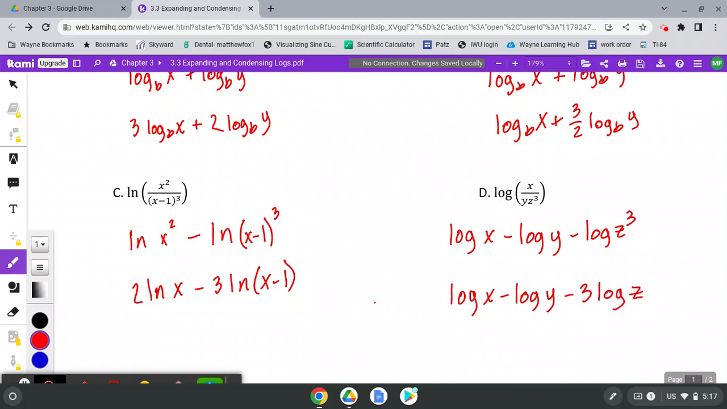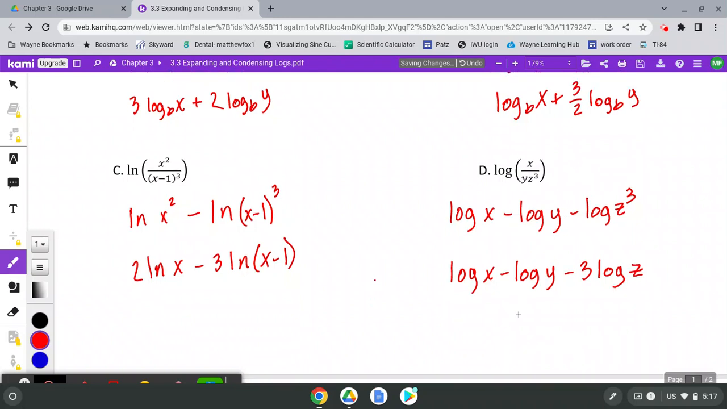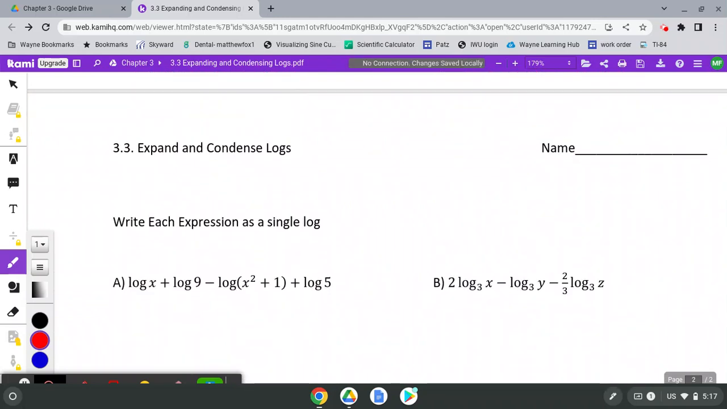And if you feel like you can skip that intermittent step there, you do not have to do that. You can just jump right to the end. If you are confused on it, then I would say always break it apart and then deal with the powers next. Okay, now that was expanding.